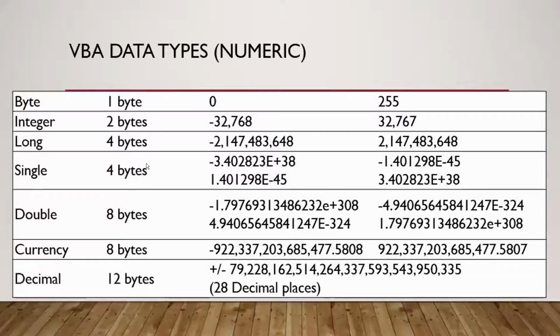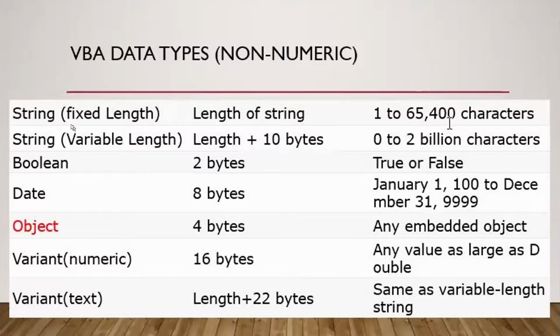So let's talk about the non-numeric data types, and these are string. I just used the string, and the length is 1 to 65,400 characters. Then there is a string with 2 billion characters. Then there's a boolean. Boolean is just true or false. You cannot have any other value. Then there is date, January 100 to December 31, 9999 is the date range. And then there is an object. What is an object? Have you seen an object somewhere?